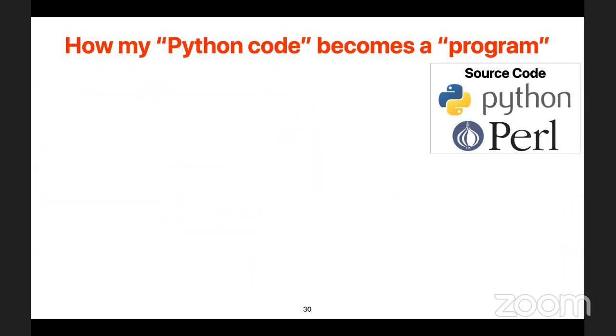But how about Python? A lot of you use Python nowadays, especially those of you who are working in machine learning, computer vision, or whatever, right? How does the Python program become a running program in von Neumann architecture? Anyone, any idea?